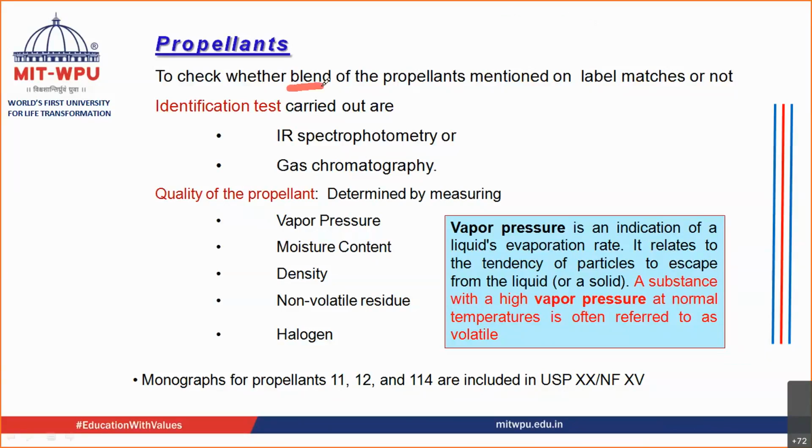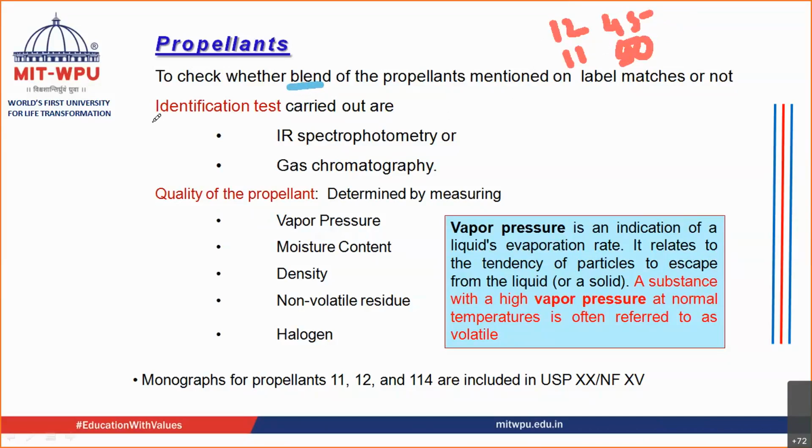on the label is correct. If you are mentioning propellant 12 in the blend at 45%, just for an example, and you are mentioning propellant 11 at a concentration of 50%, just for an example. Okay, so 50% of propellant 11 and 45% of propellant 12 is present inside the container. Then you check whether the same quantity of propellant is present inside it or not. So you check the blend also.